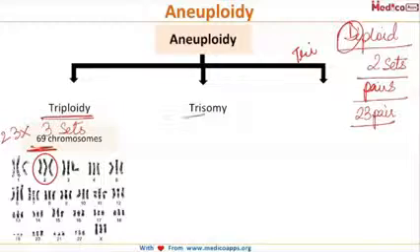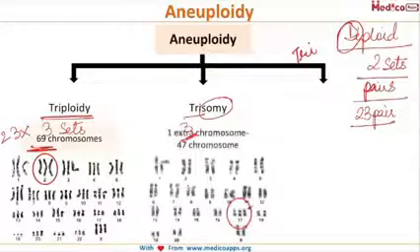Trisomy, we have 3, but what? Somy means single body. A single chromosome will be 3 in number. Instead of being in a pair, it will be 3 in number. And as you can see in this example, for chromosome number 17, instead of being in a pair, there are 3 chromosome number 17. So the total number of chromosomes here will be 47. It will increase by 1.